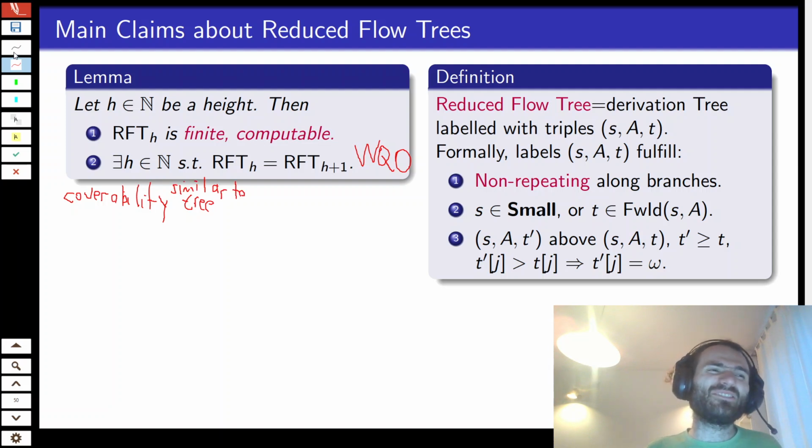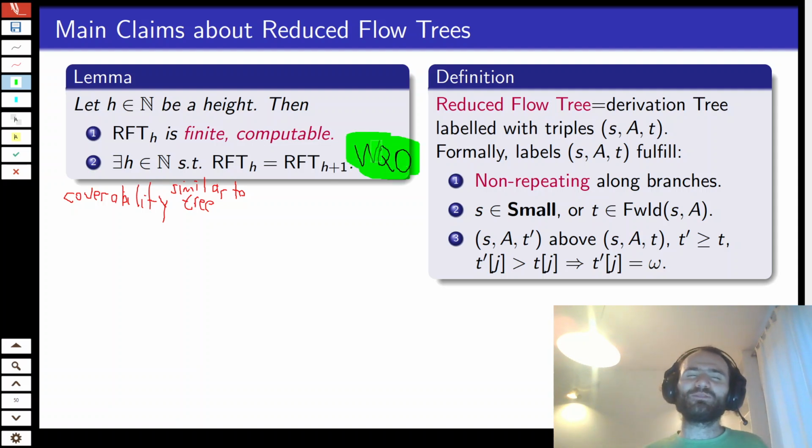It's a similar WQO argument. You can only introduce omegas so often, and otherwise you cannot have a domination because you should have introduced an omega. So by WQO arguments, this construction will be finite.